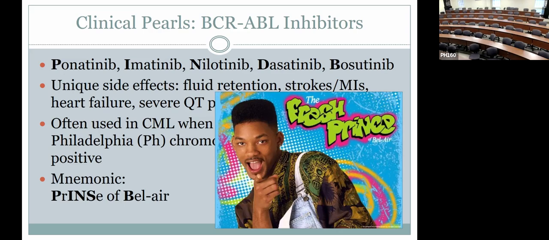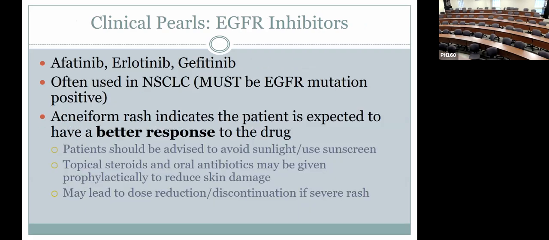And yes, I know Prince is spelled wrong, and the S, which is referring to the statin, is actually for its brand name, Sprycel. But for the other ones, the P is associated with imatinib, the I is imatinib, N is nilotinib, the S, like I said, is Sprycel for dasatinib, and then the B in Bel-Air is bosutinib. So hopefully that helps you a little bit to remember some of these drugs. Let's go ahead and move forward.